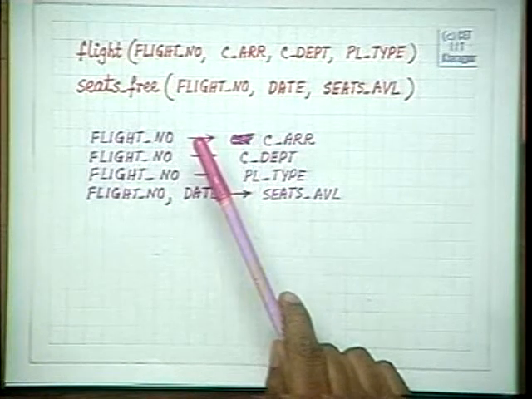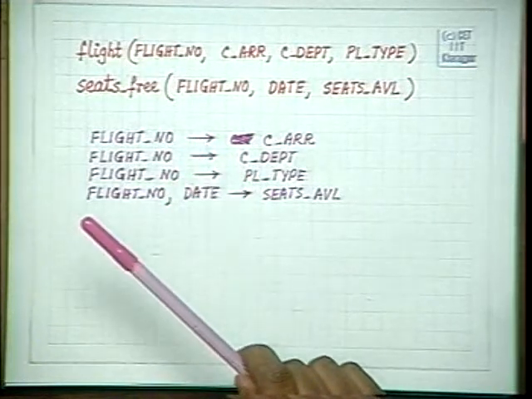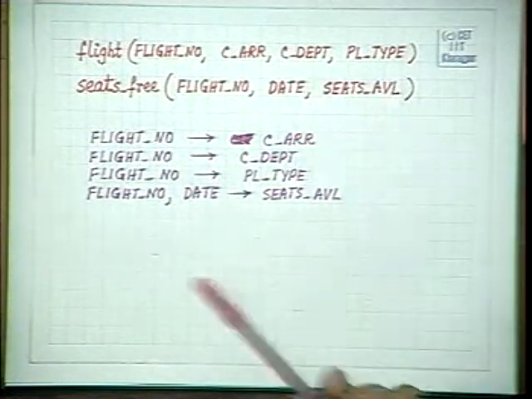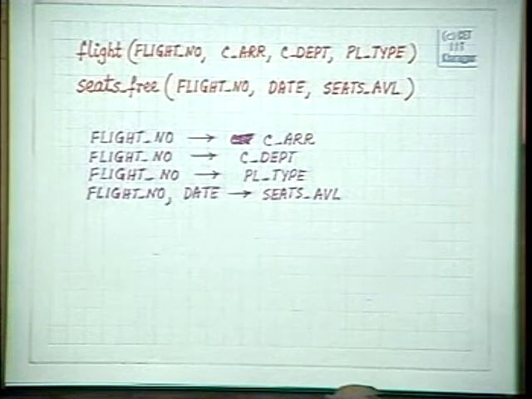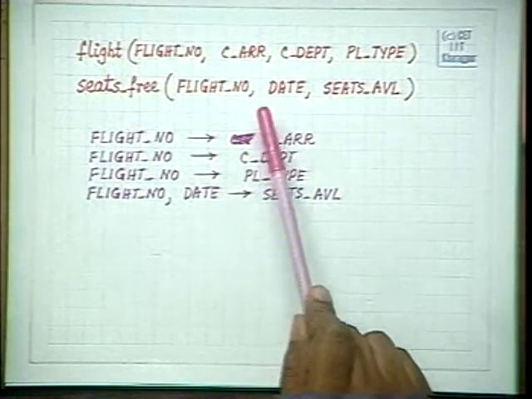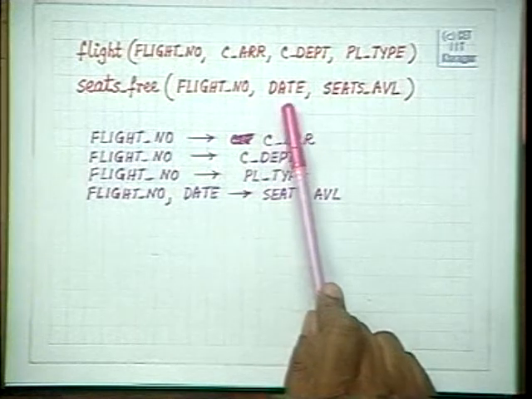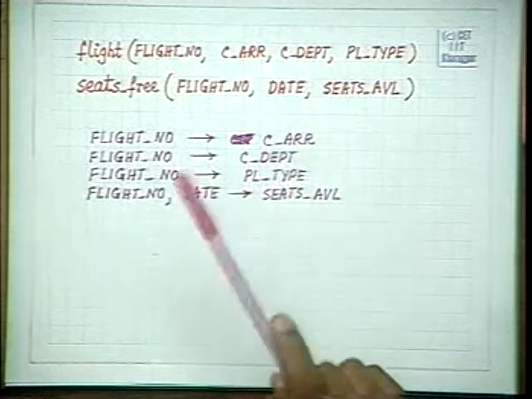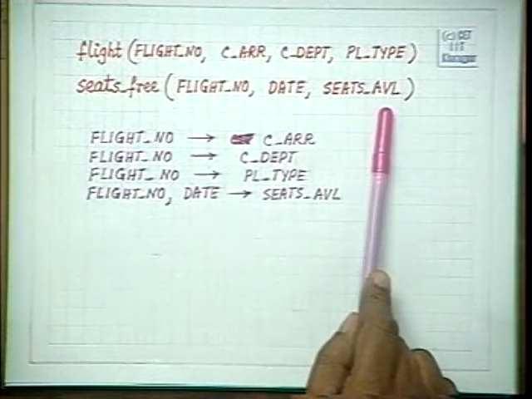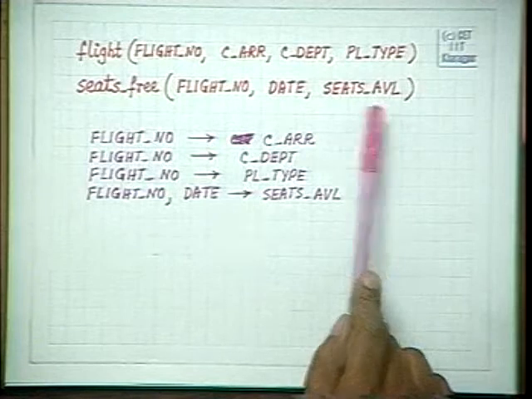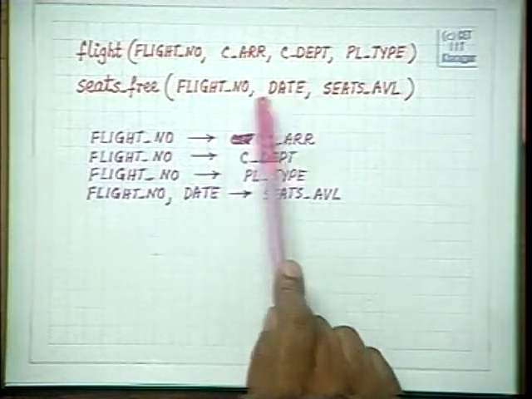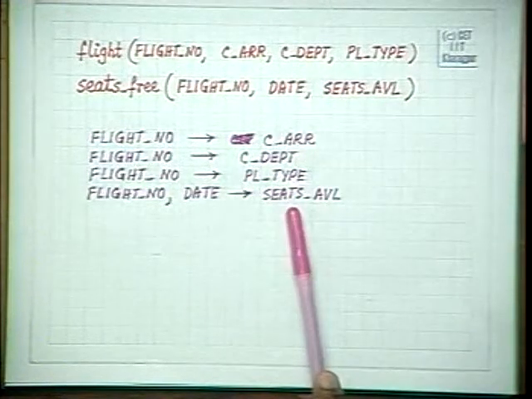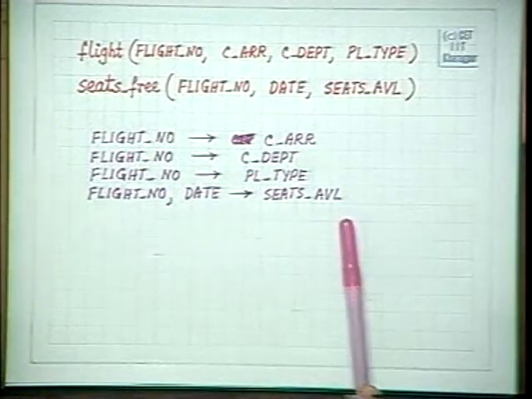And if flights are daily, that is there is only one flight per day, then flight number and date will give you uniquely the number of seats available. On the other hand, if we start having the same flight number twice on the same day, then this will not hold. But normally that is never the case. On a particular day, for a particular flight number, the seats available is the number of seats available. So, we have this functional dependency.